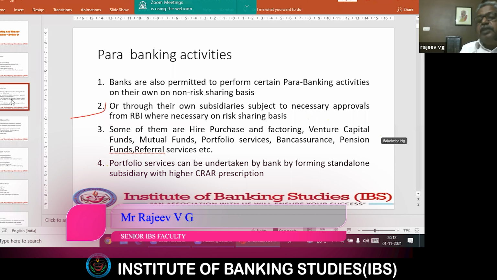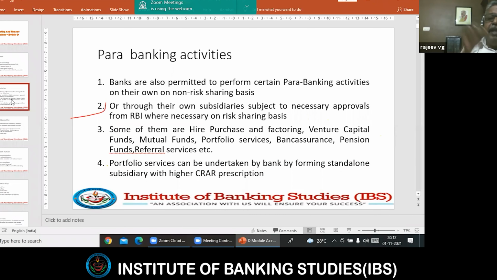Then portfolio services, can it be undertaken by the bank directly? No, it can be undertaken by the subsidiary. It should be standalone and it has to have higher CRAR prescription, that is capital to risk weighted assets ratio, capital adequacy ratio, that you can say.